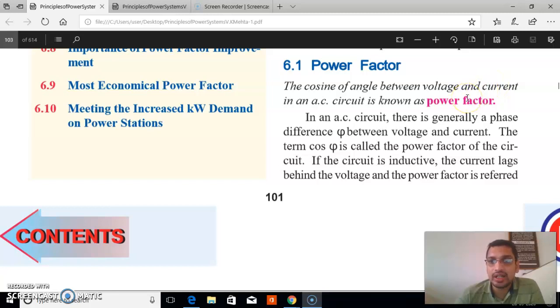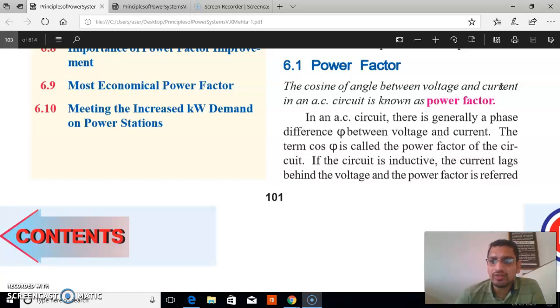There are three types of power factor. One is unity power factor, the second is leading power factor, and the next is lagging power factor. In the unity power factor, both voltage and current are in the same phase. The leading power factor means the current leads the voltage. In lagging power factor, the current lags behind the voltage.